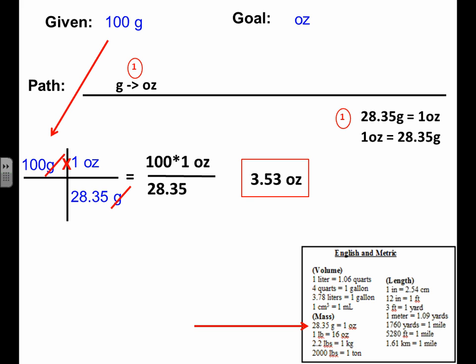So we're just going to divide by 28.35, and that is how we get our final answer of 3.53 ounces. All right. Hopefully you're feeling a little bit more confident with this. But let's go through and just do one more practice problem for these introductory notes. And we're going to up the challenge just a little bit.